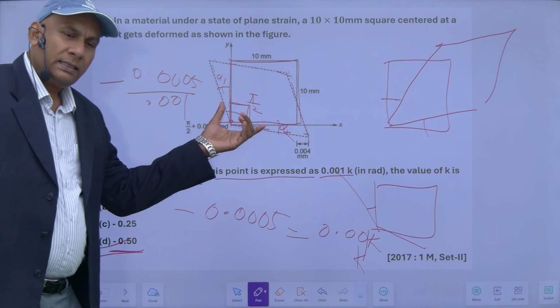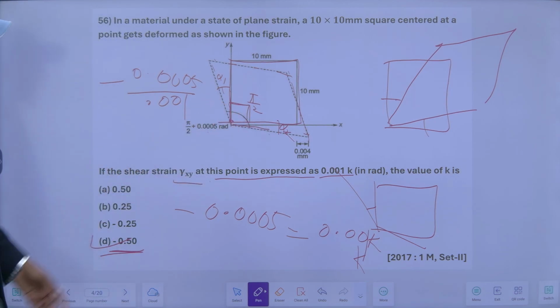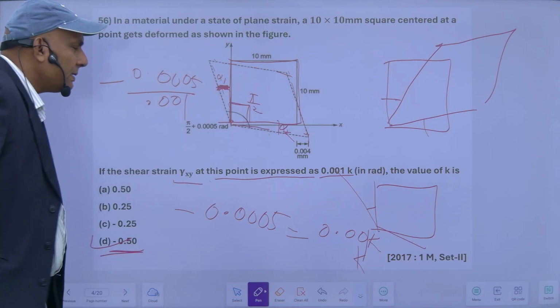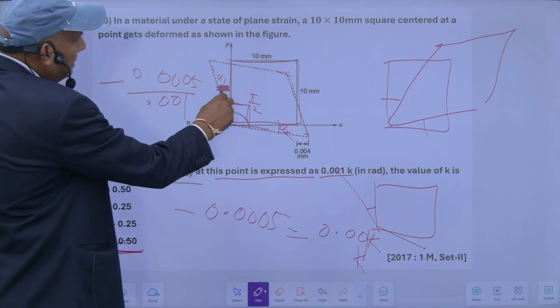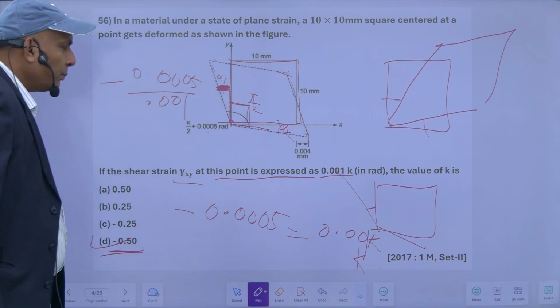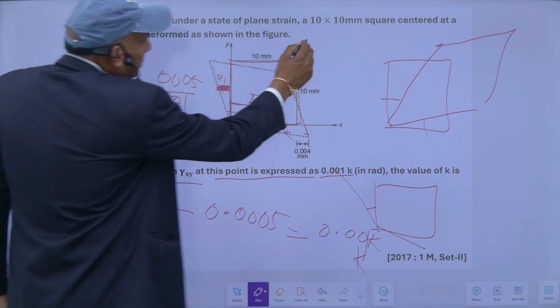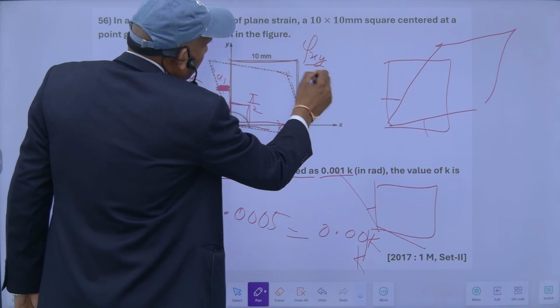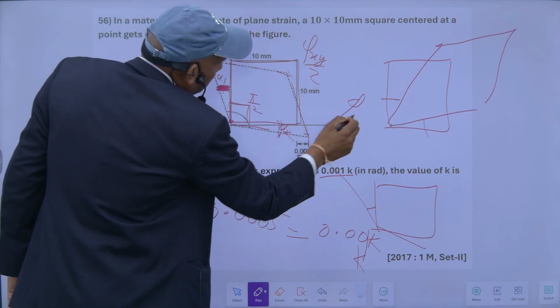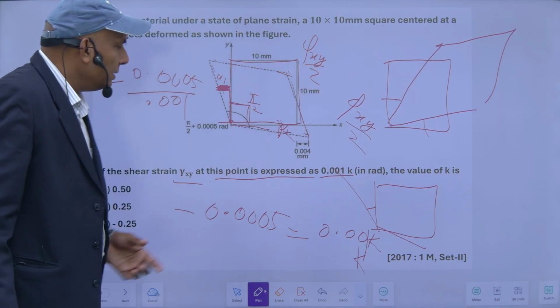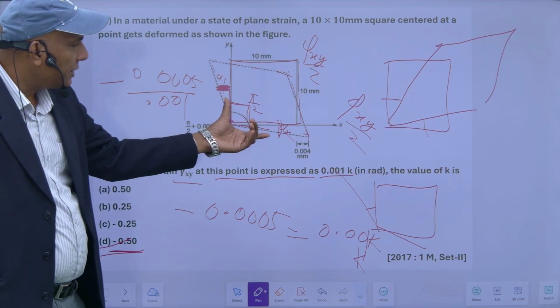This is the change in the shear strain angle. Shear strain, this is phi xy, shear strain expressed as the change in the angle. So this is basically phi xy by 2 plus this is also phi xy by 2. So my total change in the angle is this plus this. So this is the correct way of expressing this.